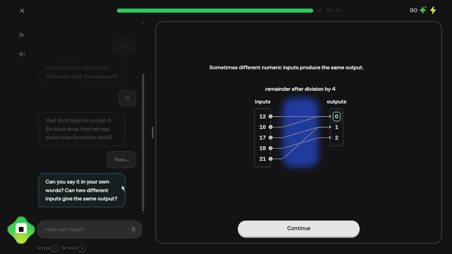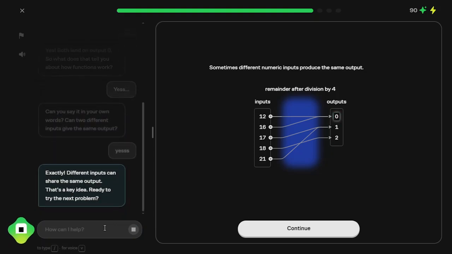Can you say it in your own words? Can two different inputs give the same output? Yes. Exactly. Different inputs can share the same output. That's a key idea. Ready to try the next problem? Okay, I'm going.